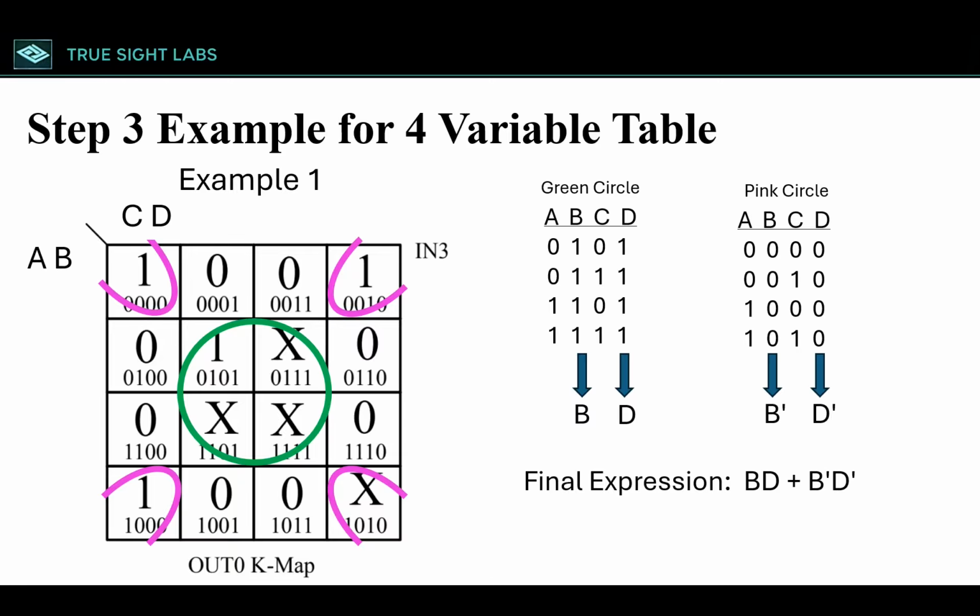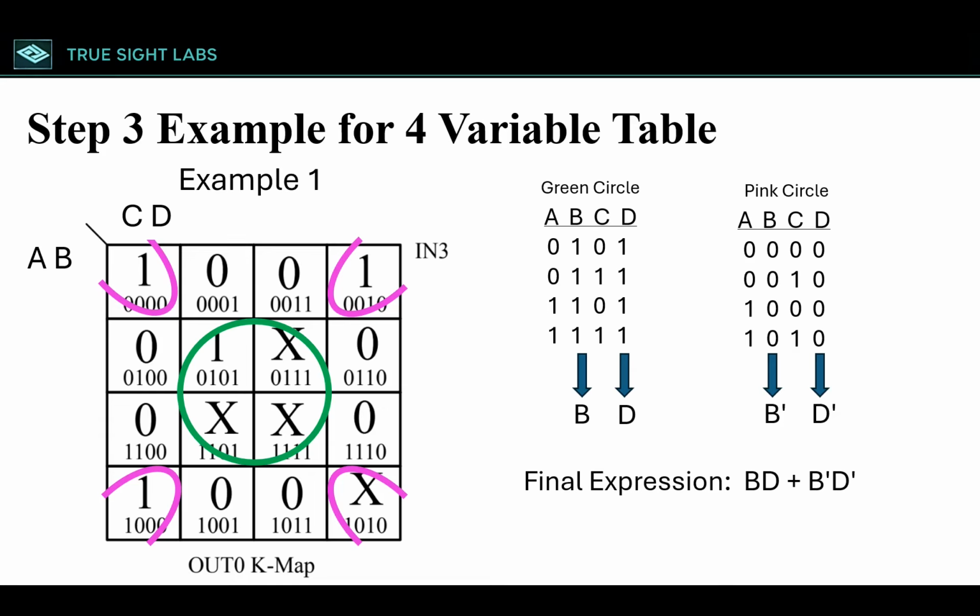Now let's do the same thing for a 4 variable example. Just like before, each circle produces one Boolean term, so we handle the green circle first, and then the pink circle. For each circle, we list the input indices that are inside it, then we scan each column. If a variable changes, we drop it. If it stays 1, we keep it. And if it stays 0, we keep it inverted.